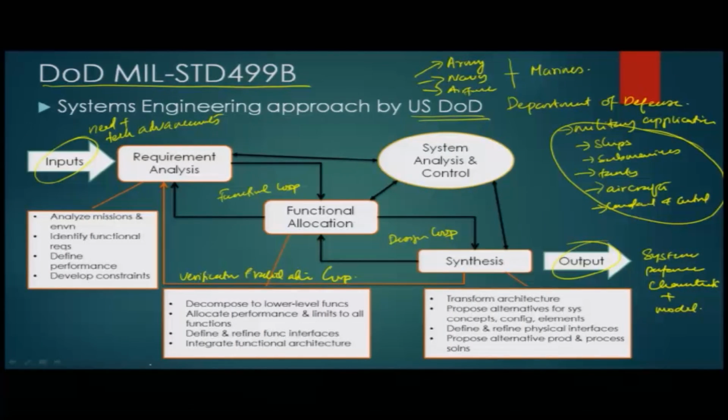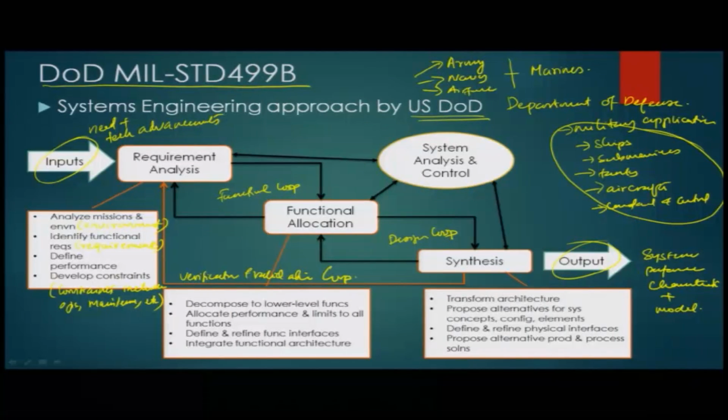The requirement analysis has what we call analyze missions and environment. I abbreviated it, I am sorry for that. You also identify the functional requirements, define the performance, and develop constraints. Constraints include operational, maintenance, etc. So, what are the constraints that will limit the performance of the system is one aspect of it.